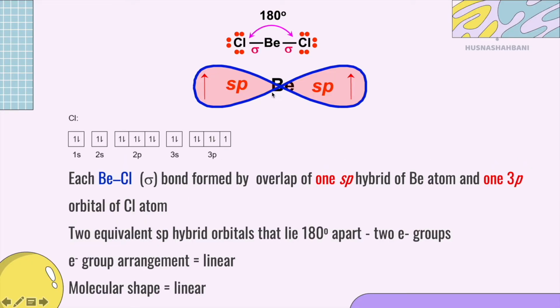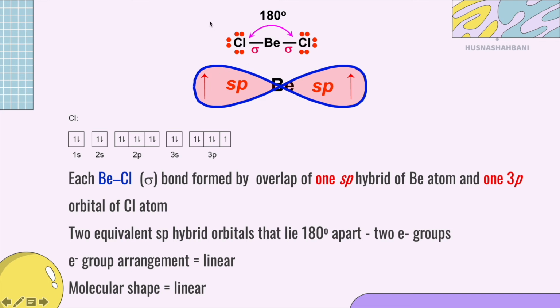This is the shape of the sp hybrid of central atom Be. One sp hybrid orbital with one unpaired electron, and another sp hybrid orbital of the central atom with one unpaired electron. So this central atom has one unpaired electron each before bonding with Cl. In order to form a bond with Cl, this chlorine needs one unpaired electron to be paired with this electron, and this chlorine also requires one unpaired electron to be paired with this electron in the sp orbital.